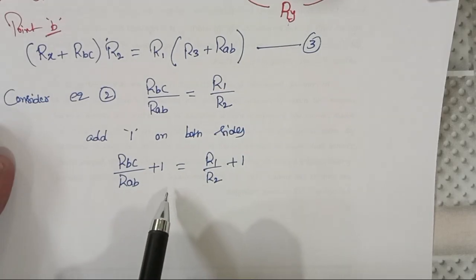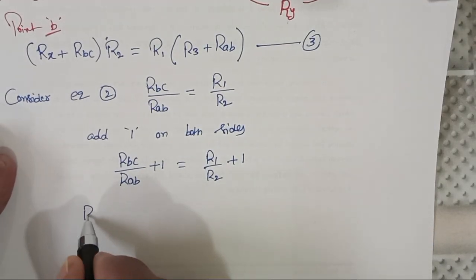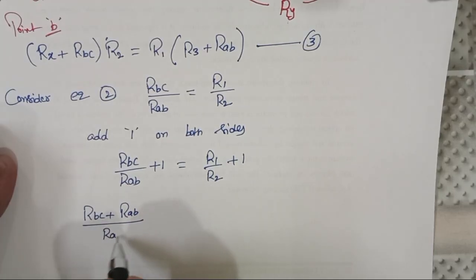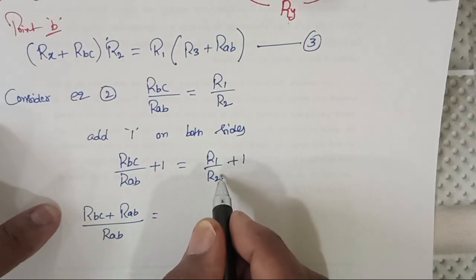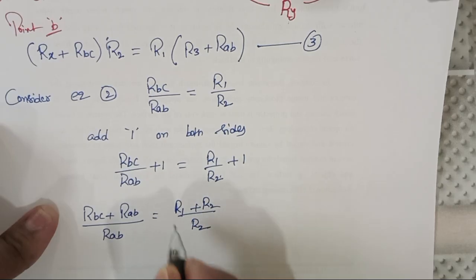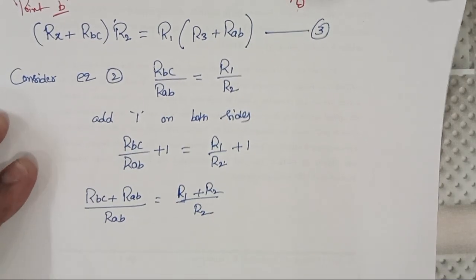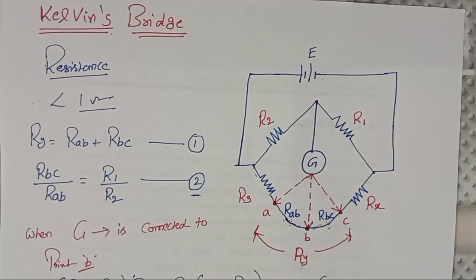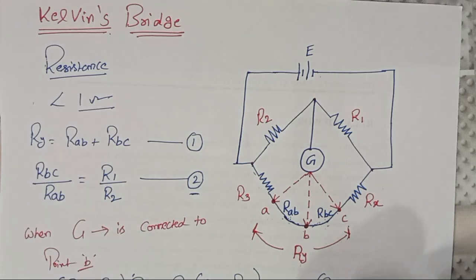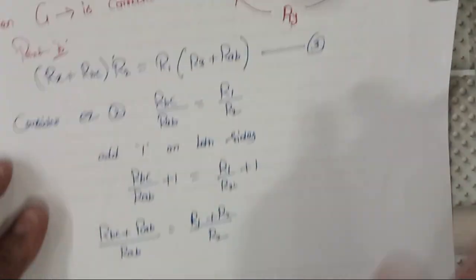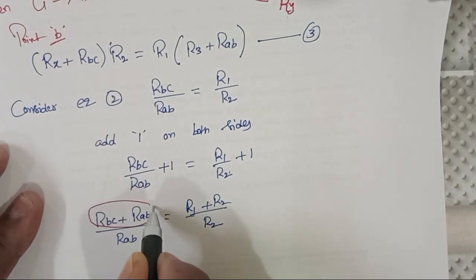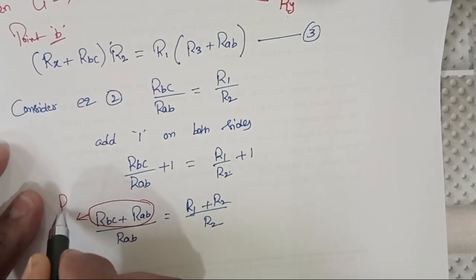Now I am taking the LCM. So RBC plus RAB by RAB equals, by making the LCM here, R1 plus R2 by R2. Now from equation 1 we have RAB plus RBC equal to Ry. Now I am substituting that value here. That is, RAB plus RBC is nothing but Ry.